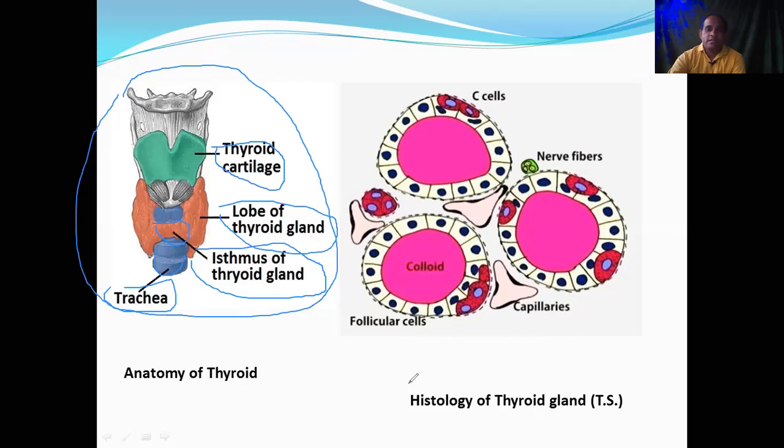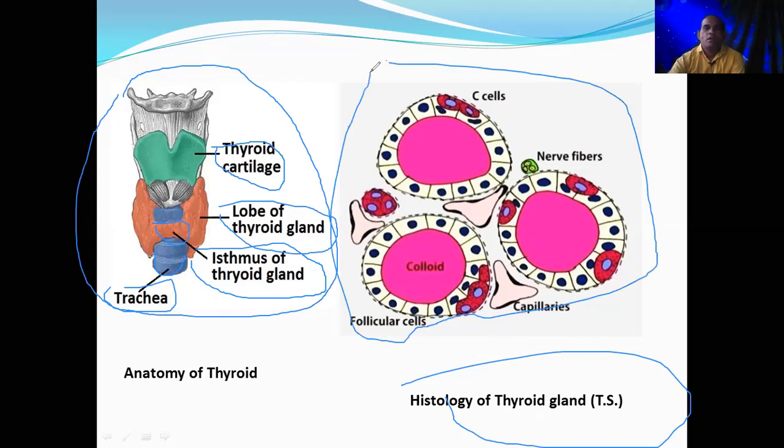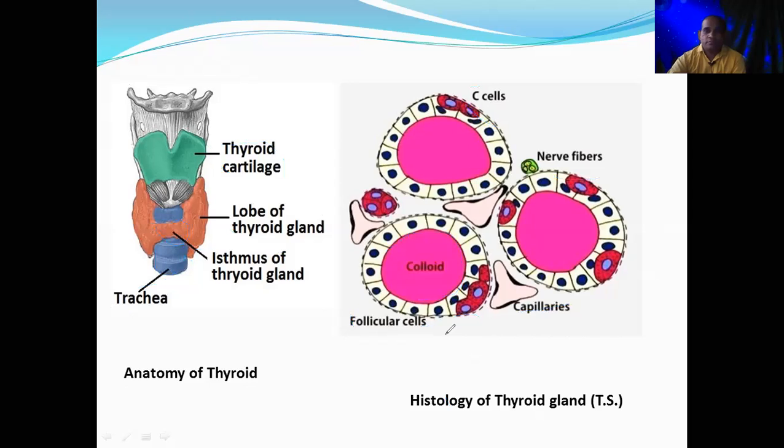Some cells are present inside the thyroid gland. So this is the histology. When we see the histology of the thyroid gland, this is the TS of the thyroid gland. Some C cells are present here, nerve fibers are also here. The inner mass is called the colloid. Some capillaries are also here. These are the capillaries, and these are the follicular cells. This is the structure of the thyroid gland.